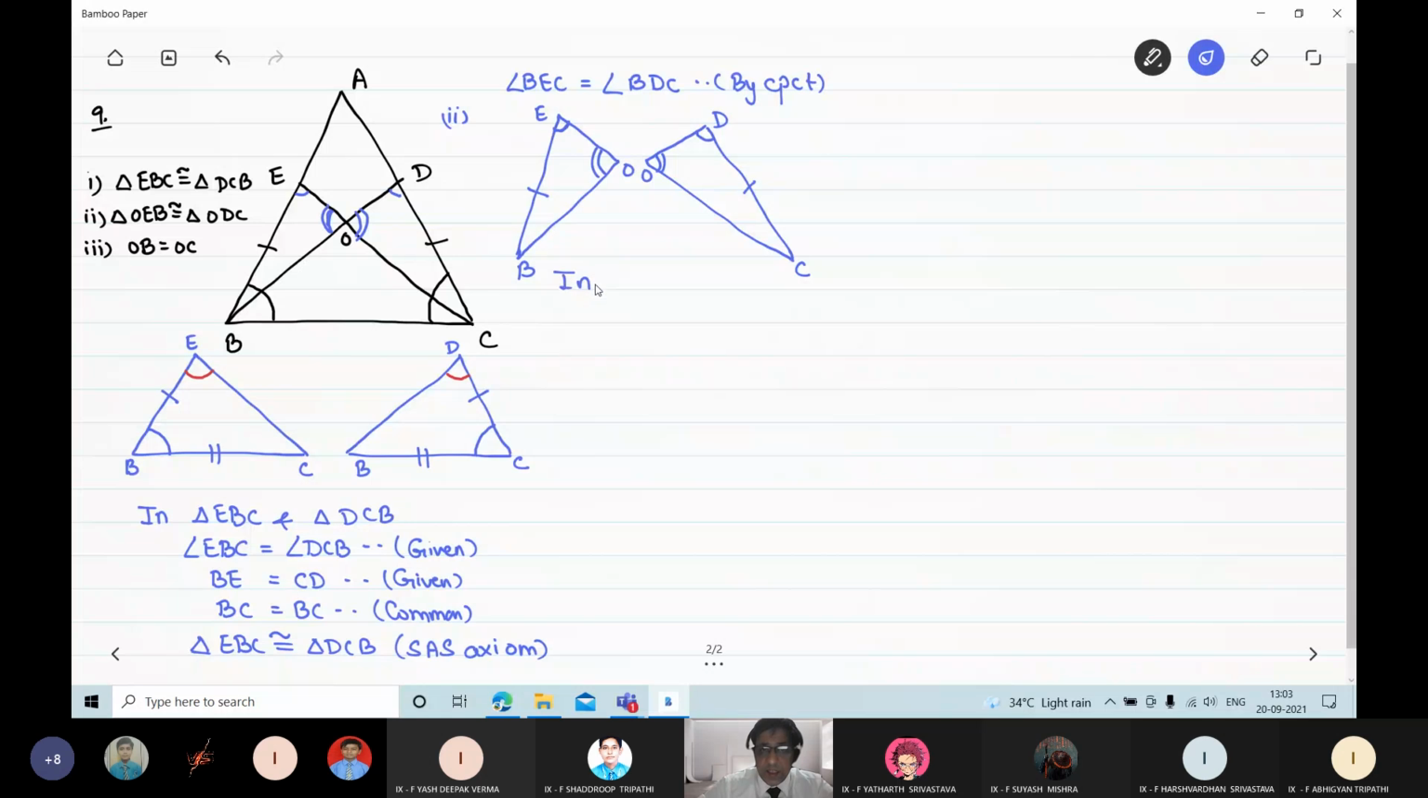So we can say that in triangle OEB and triangle ODC, angle BEO is equal to angle ODC. This is proved above. I've just proved this above. It's written here. Then angle BOE will be equal to angle DOC. This is vertically opposite angles.